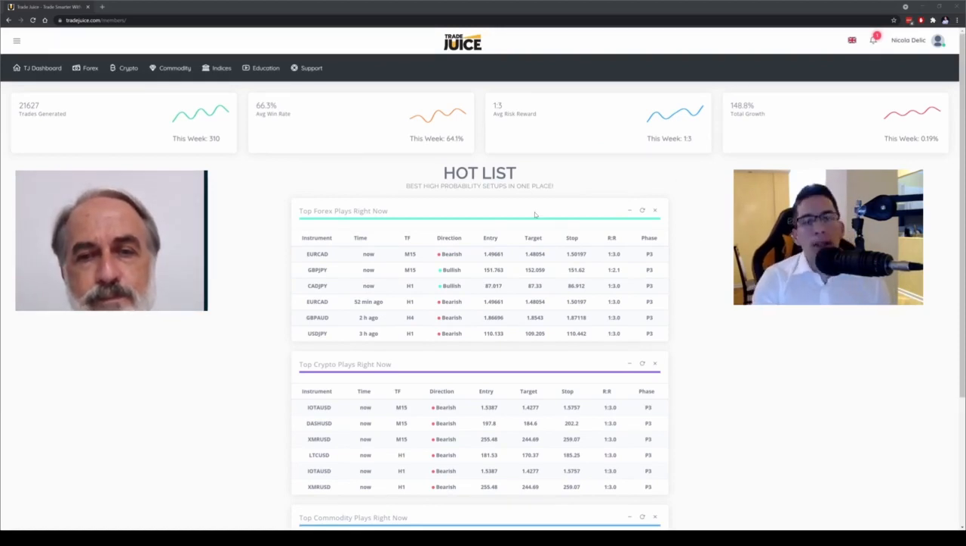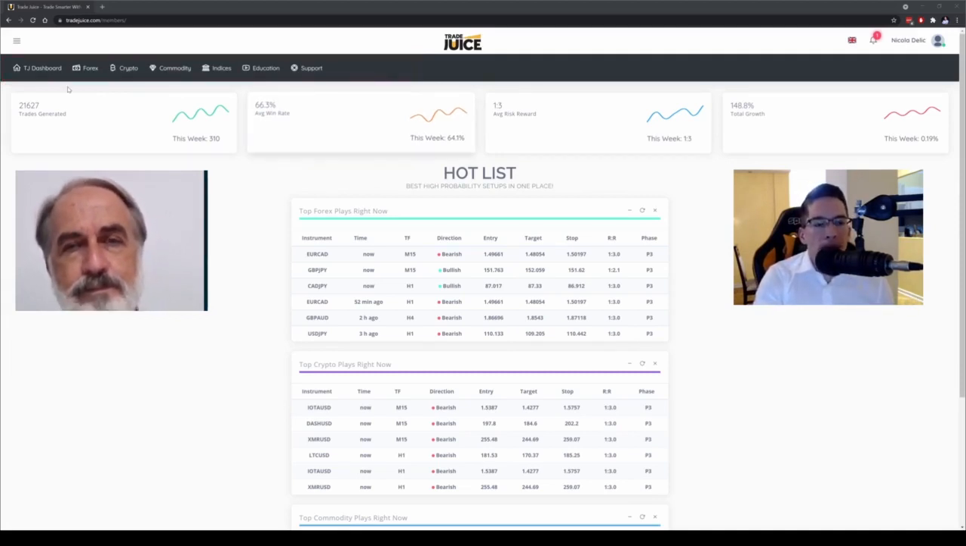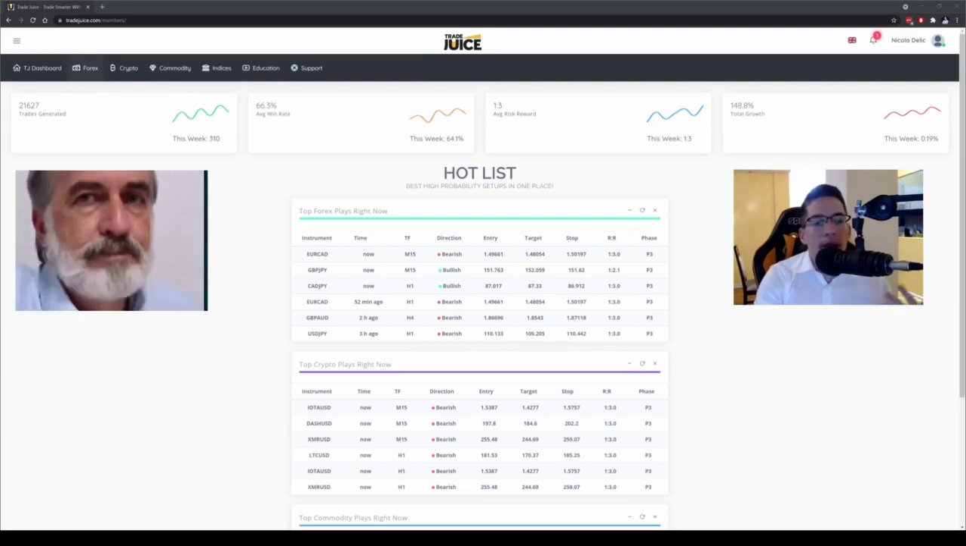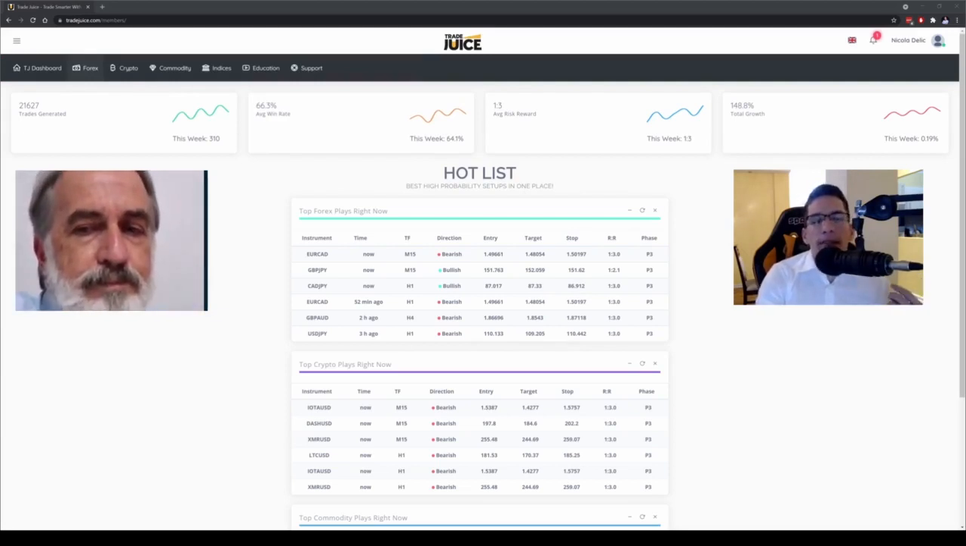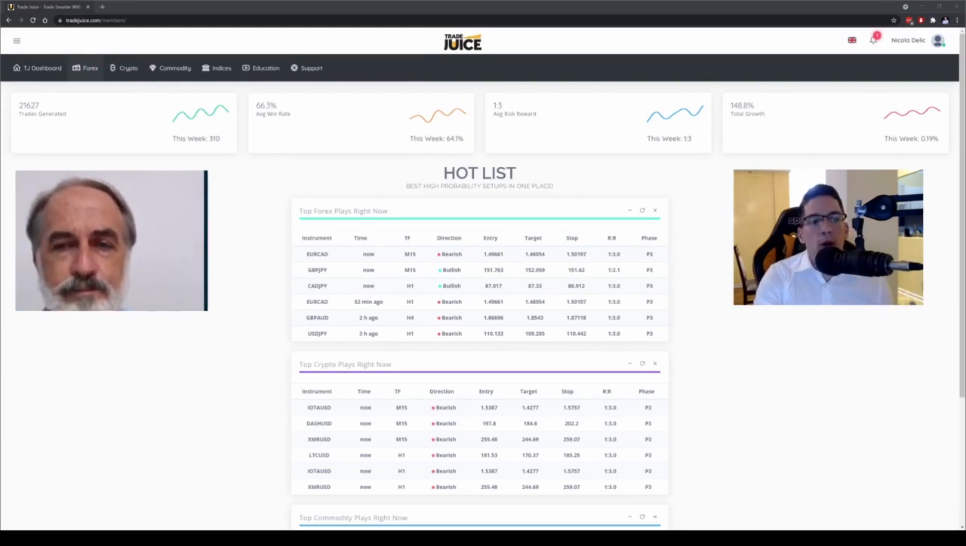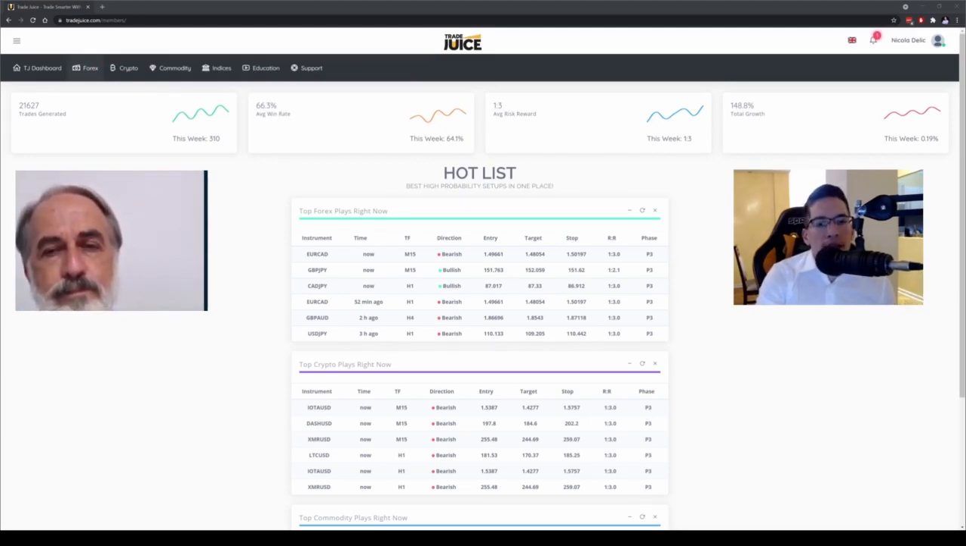And let's start from the top. Over here, you have a small menu where you can go deeper into the pages of the platform. So we have 4 different asset groups: Forex, crypto, commodities, and indices. After it, we have the education center, and we have a support.